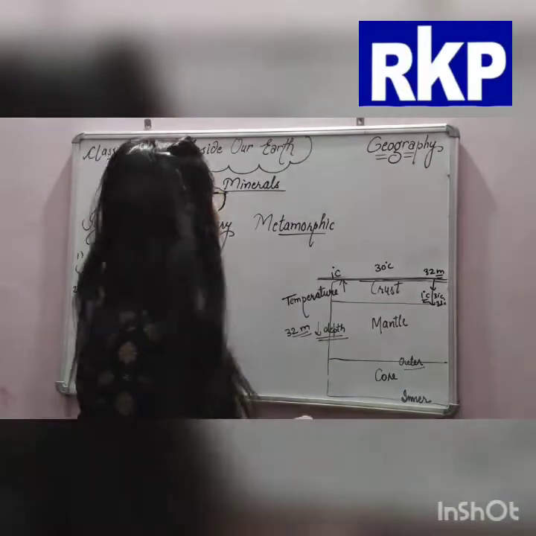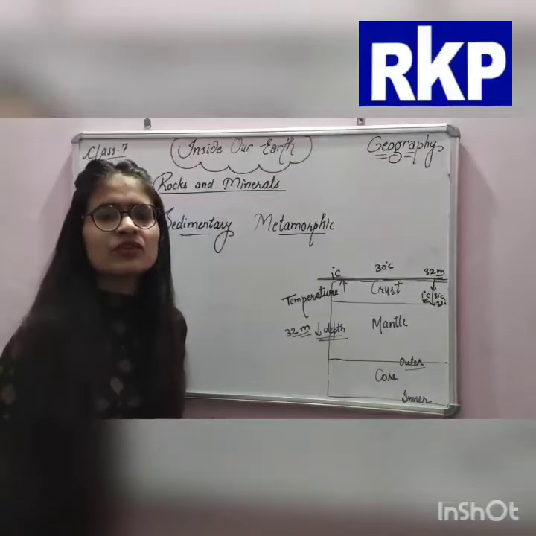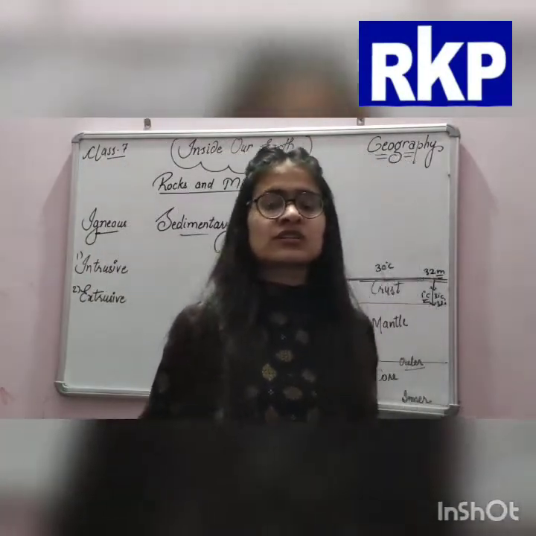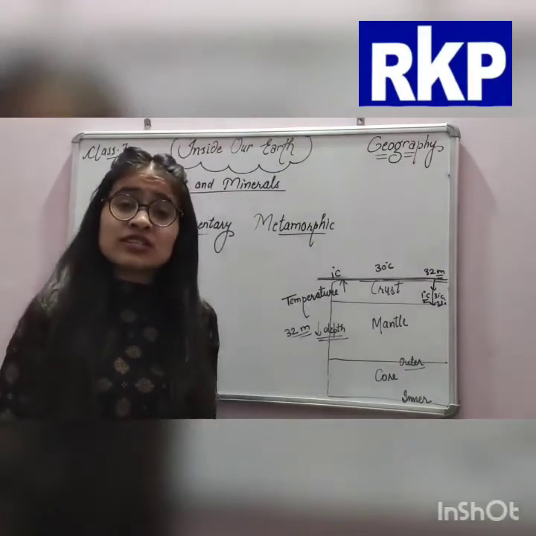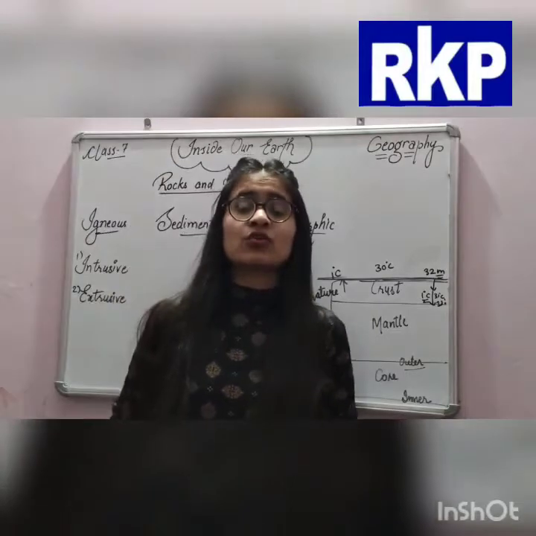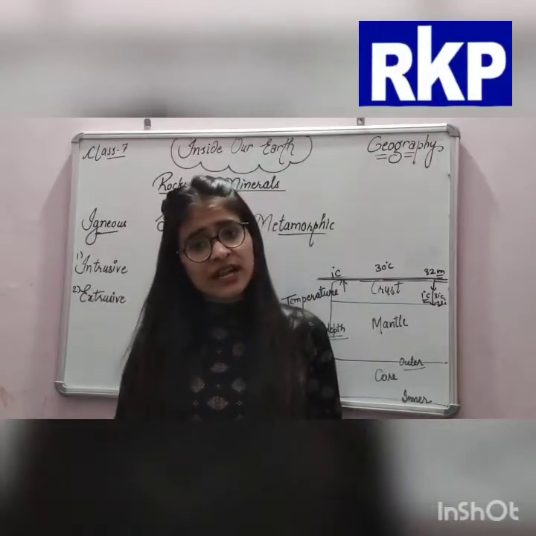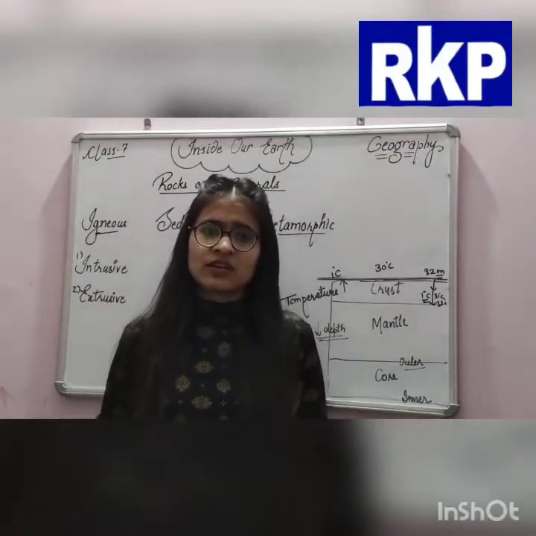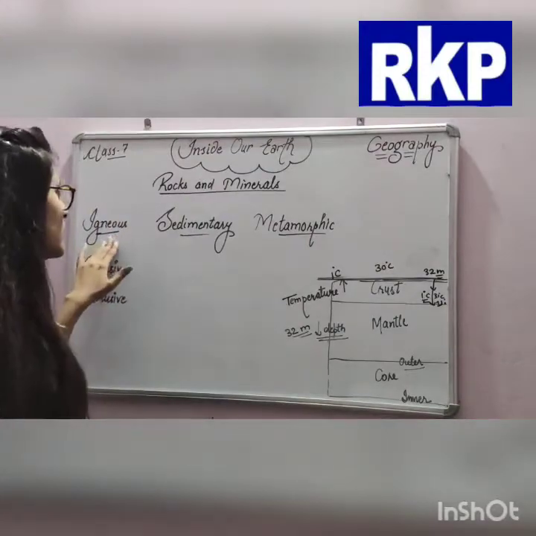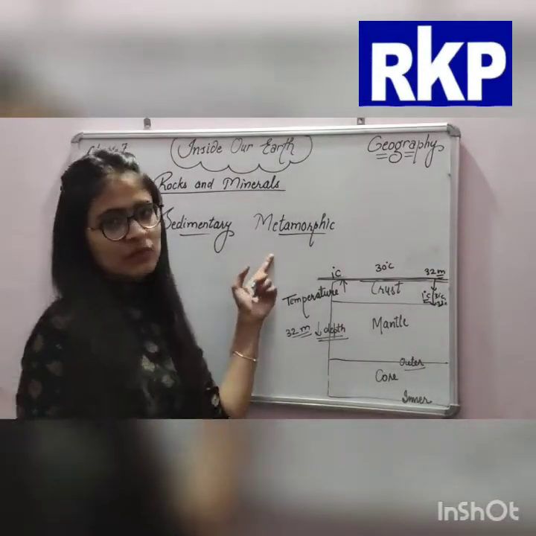Our next topic is about rocks and minerals. We know that Earth's crust is made up of various types of rocks and minerals, and rocks can be different according to their color, size, and texture. There are three major types of rocks: igneous rocks, sedimentary rocks, and metamorphic rocks.